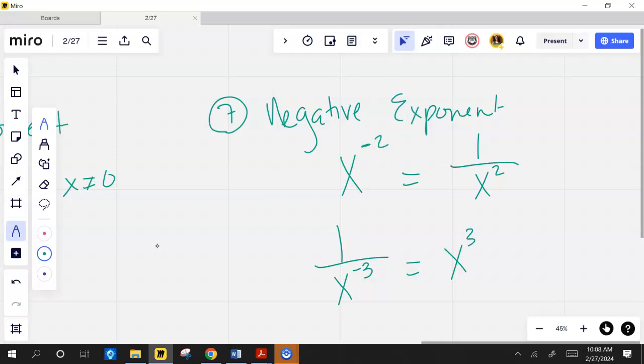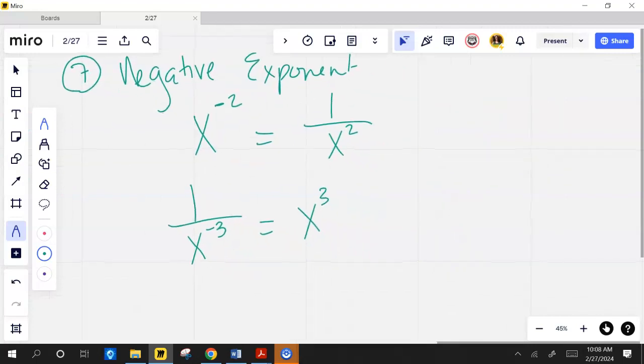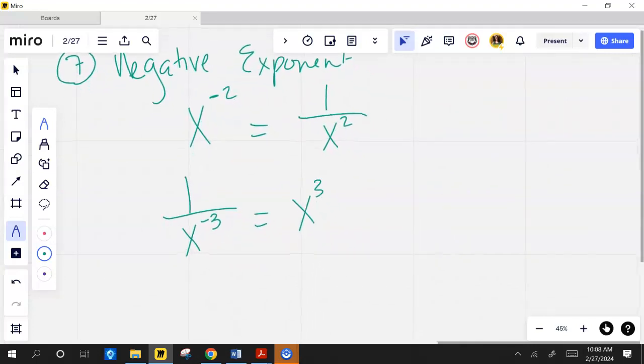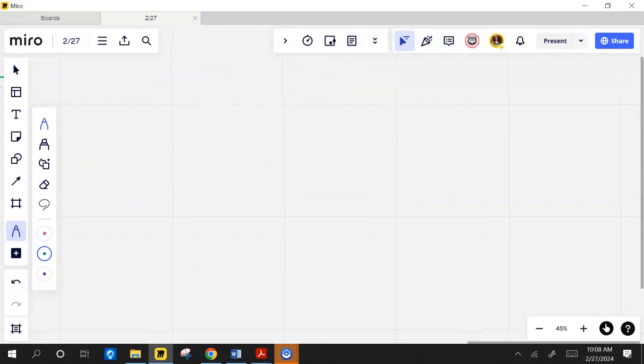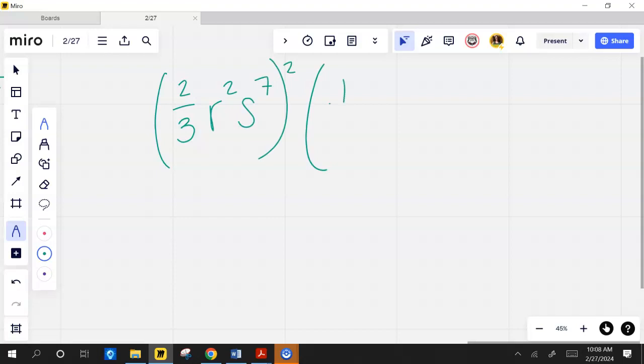So let me give you one to try. We're going to put all these properties together. You ready? No? I'll show you. Simplify that as much as you can. Mark that down.